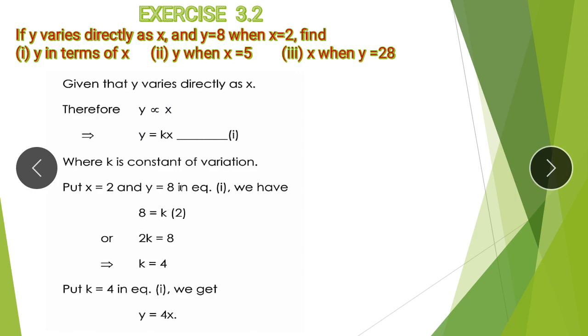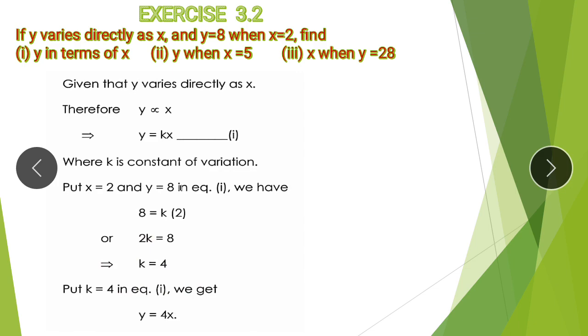Here some additional information is given. For finding y in terms of x, we can put y is equal to 8 and x is equal to 2. So 2k is equal to 8. Here 2 is being divided to the other side of the equation with 8, and we will get 4, as 2 4s are 8. So the constant of variation is 4 here.